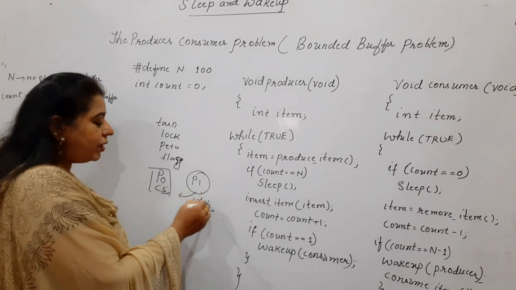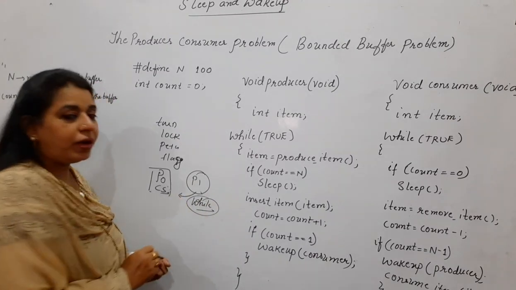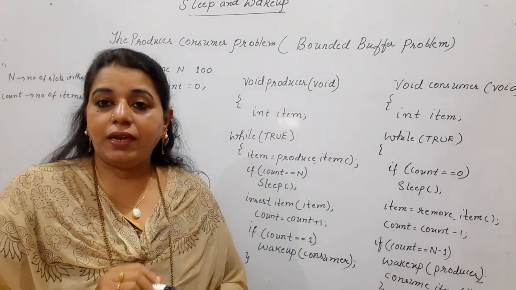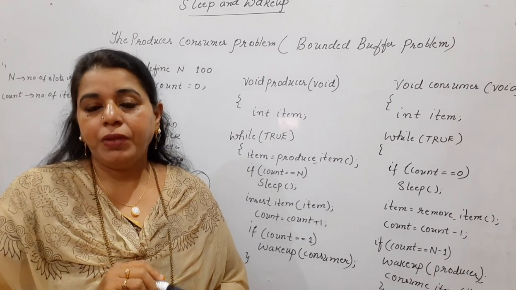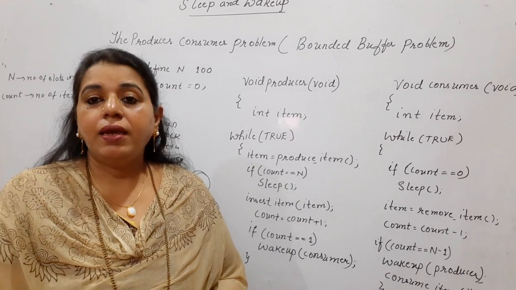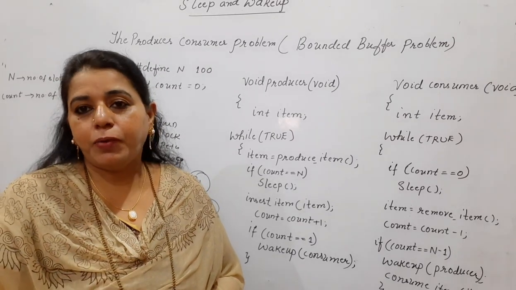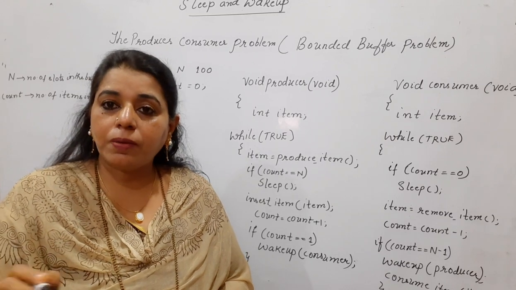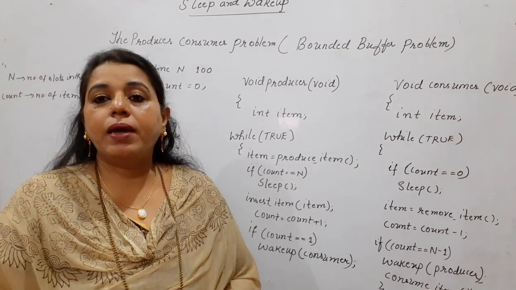But what was P1 doing? P1 kept on executing the while loop again and again, to see whether at any time the condition becomes false. Making P1 execute the while loop again and again is wasting CPU time. We should save the CPU time here. Our main aim should be to see that the CPU time is saved.